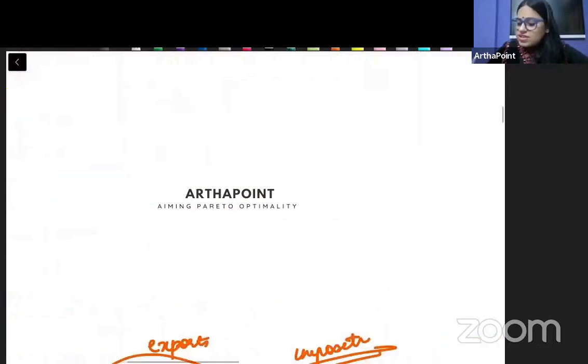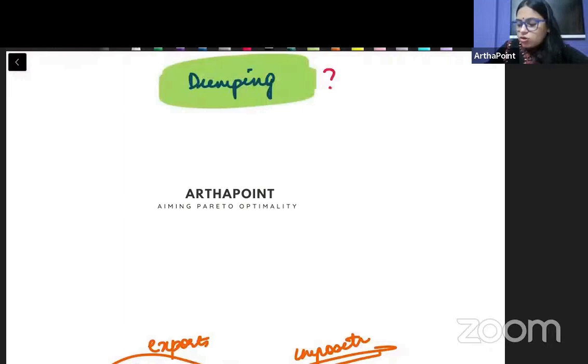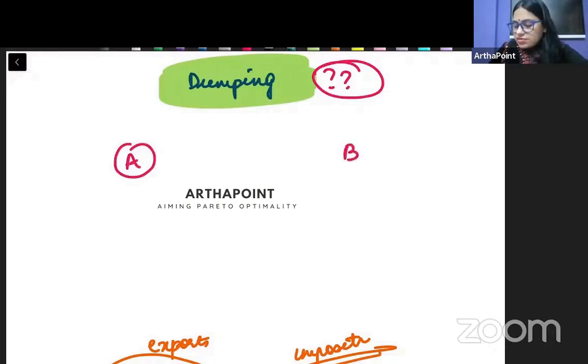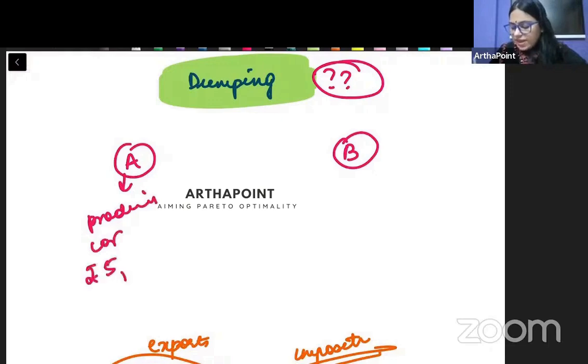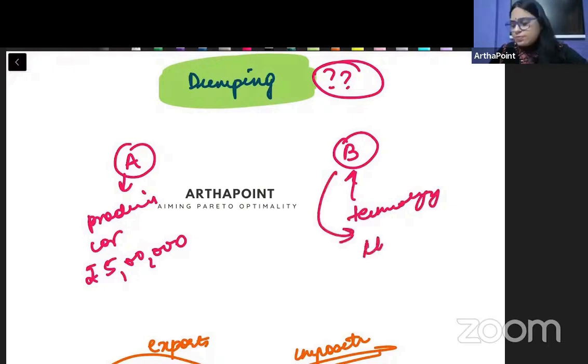Okay, now let's understand what is dumping. What is dumping, beta? What happens in dumping? Imagine this is country A, this is country B. Country A is producing a car at 5 lakhs. Country B has a technology with which it can produce a car at very cheap prices.